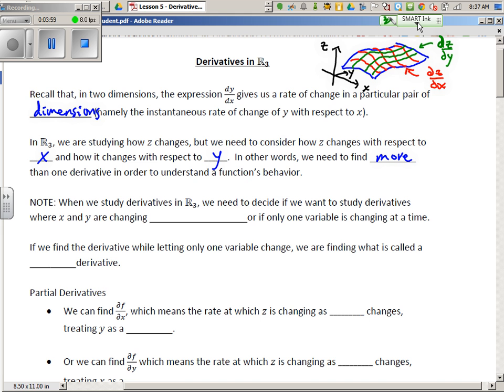So if you want to move in a hybrid direction, that gets a little more complicated, and you're going to have to start expressing your slope as a vector. So we're not ready for that yet. That's called a mixed derivative. We're not there yet. That's our next lesson, actually. But for today, we'll just travel in one direction, either x or y, and we'll check the rises and the falls accordingly. All right. So note, when we study derivatives in R3, we need to decide if we want to study derivatives where x and y are changing at the same time.